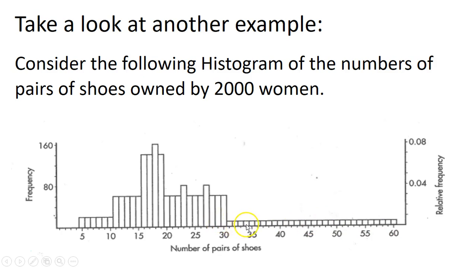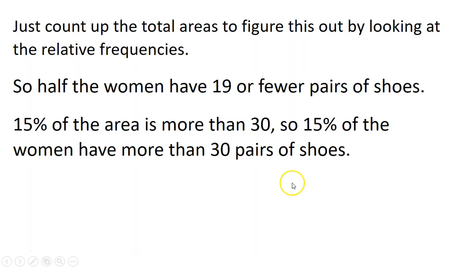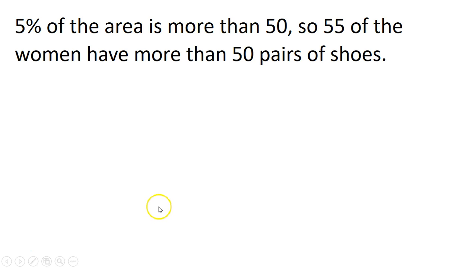Right, 1, 2, 3, 4, 5, 6, 7, 8, 9, 10, 11, 12, 13, 14, 15, 16, 17, 18, 19, 20, 21, 22, 23, 24, 25, 26, 27, 28, 29, 30. And there are halves. So there you go, 15%. So just count them all up, figure it out. Just count the relative frequencies.